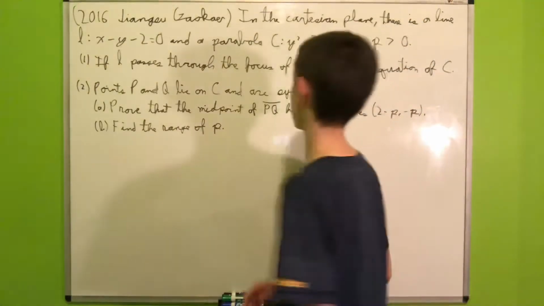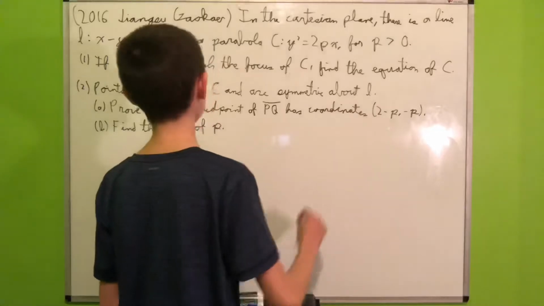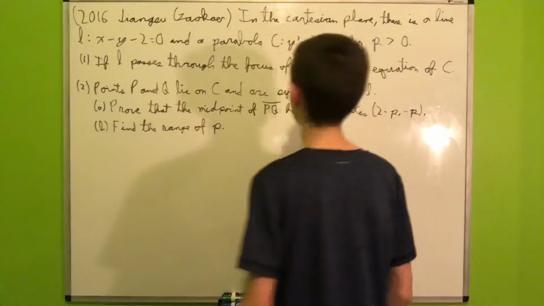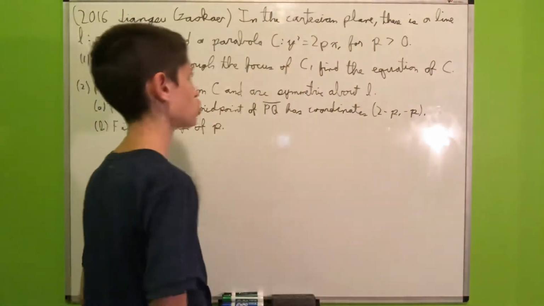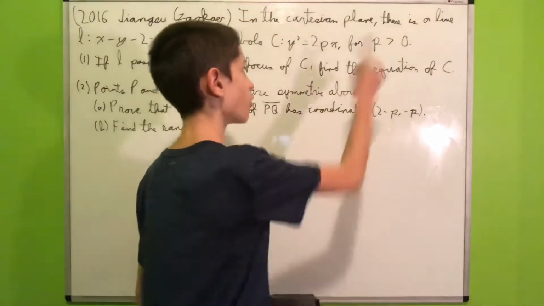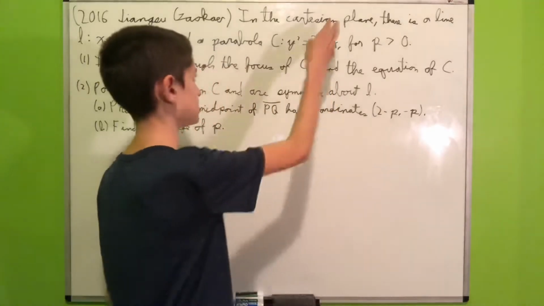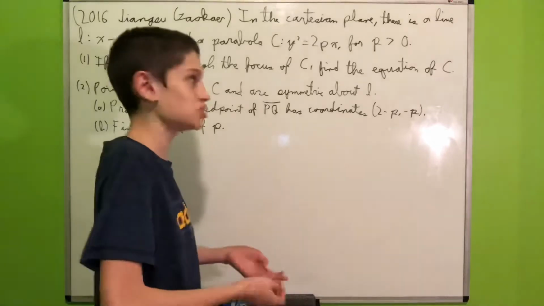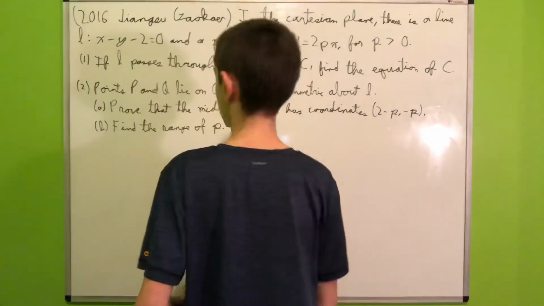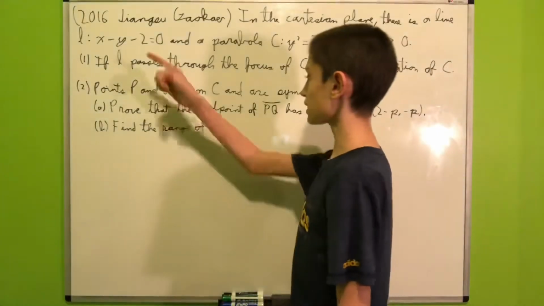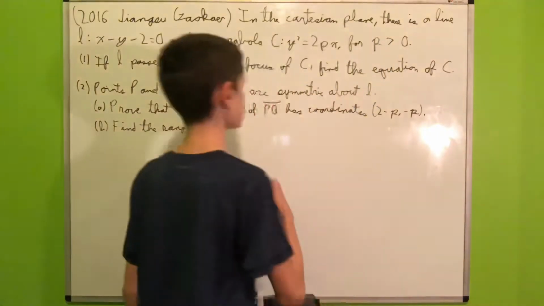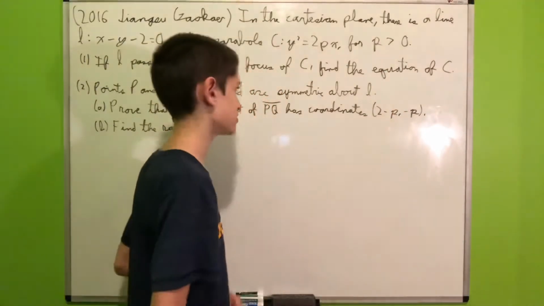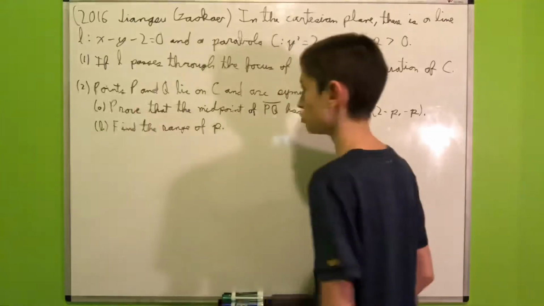So what's our problem? Well, we have in the Cartesian plane a line L with the equation x minus y minus 2 equals 0, and a parabola C with the equation y squared equals 2px, for p being strictly greater than 0, which makes sense because if p were equal to 0, then y squared would be 0, which means y would be equal to 0, so we just have a line, which is boring. So, part 1. If line L passes through the focus of our parabola C, then we want to find the equation of C.